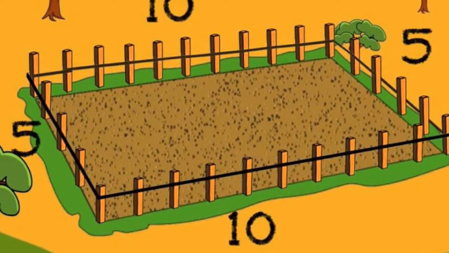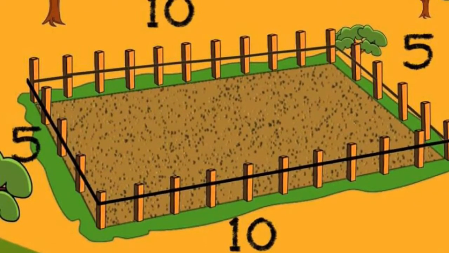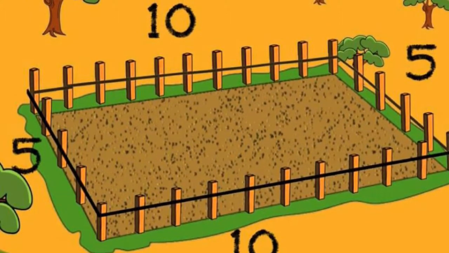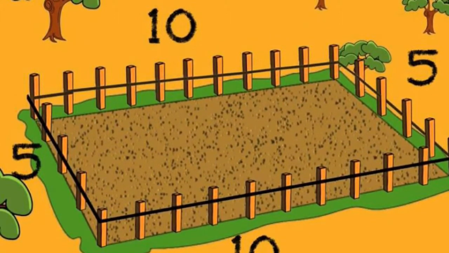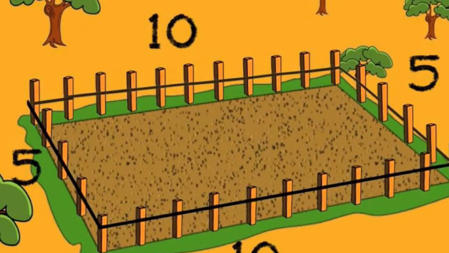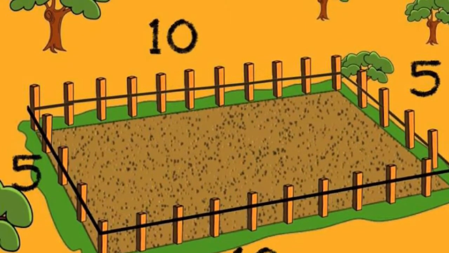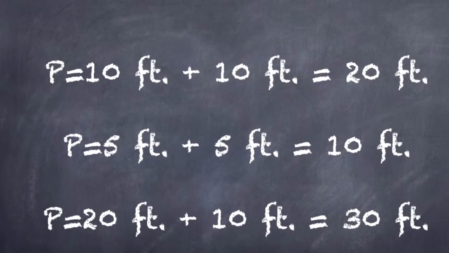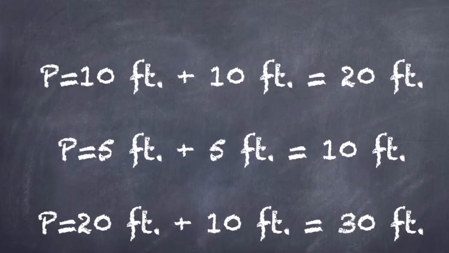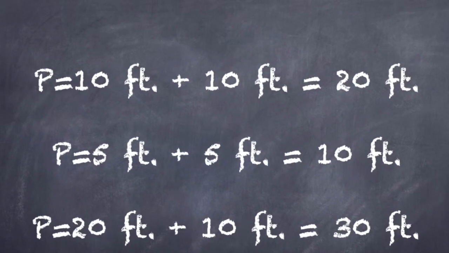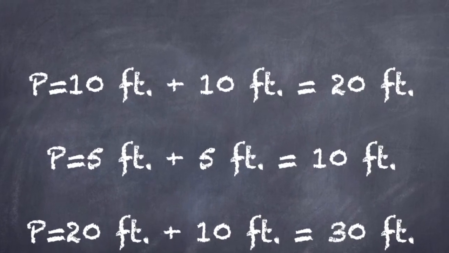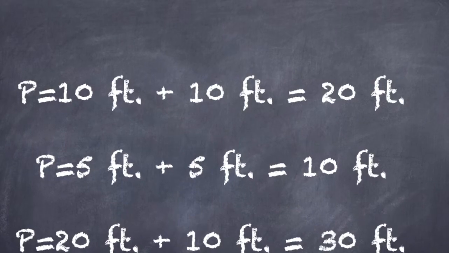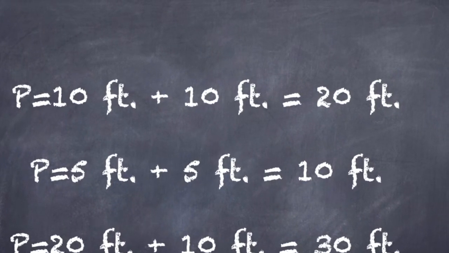Let's take a look at another example. Here is a photo of a rectangular garden. The units are not displayed, but let's say we measure this garden in feet. 2 sides of the length are 5 feet, and the other 2 sides of the width are 10 feet. When we do the math, we add all the sides. 10 plus 10 is 20, and 5 plus 5 is 10. Altogether, the perimeter of this garden is 30 feet.